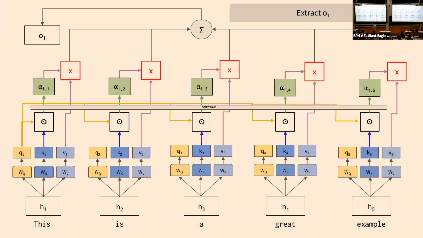This is super important if you are not clear on this. Alpha 1, 1 tells you how important the first token is to the first token, right? Alpha 1, 2 is how important the second token is to the first token, right? And so these are the weights with which you will use the values of all of these tokens. So alpha 1, 3 will be combined with value 3, the value vector for the third token, to figure out how much this contributes to my context, right?